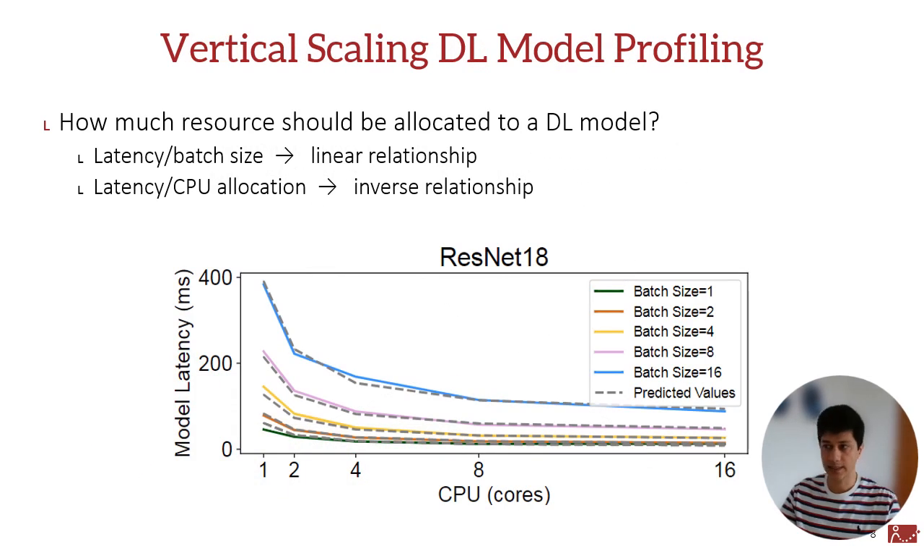The first question is that how much resources should we allocate to a deep learning model? We know that there are some linear relation between latency and byte size and some inverse relationship between latency and CPU allocation, as you can see here in this example. There are more examples in the paper that you can look for.